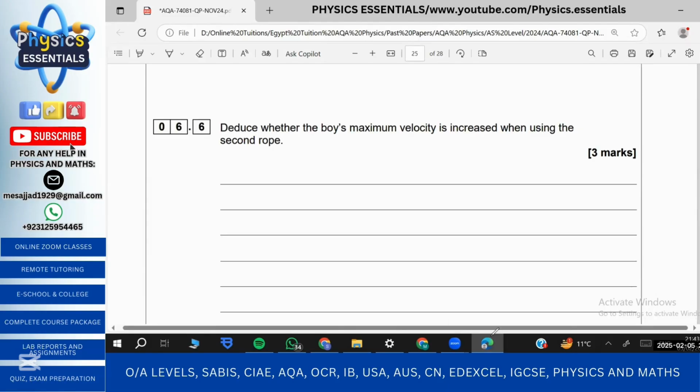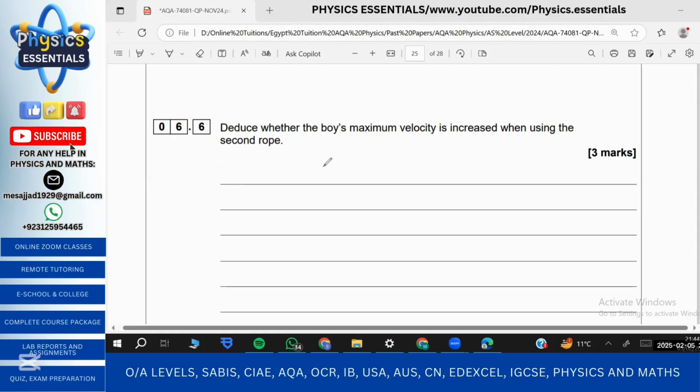Deduce whether the boy's maximum velocity is increased when using the second rope. Important question. Consider that the first rope was L and the second rope was 1.2 L. So if this is 100, it is 120, meaning 20 meters more. If you fall 20 meters more, you will gain more speed because you're falling freely.